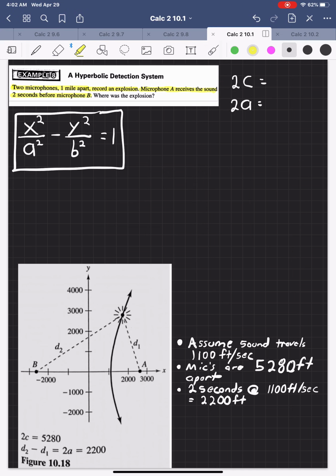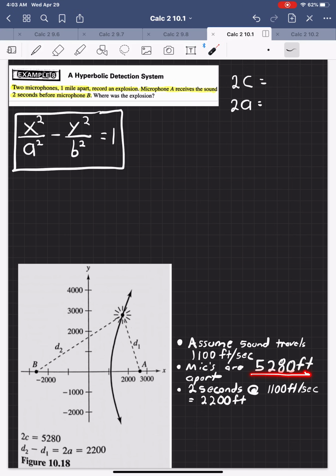But let's see if you and I can agree on some things. So we know that sound travels at 1,100 feet per second, right? We also know that the microphones are 1 mile apart. Now, if I have sound in feet per second, then I don't want to use distance in miles, right? We want to keep the same units. So if I have sound in feet per second, then I want distance in feet. So the mics are 1 mile apart, meaning they're 5,280 feet apart.